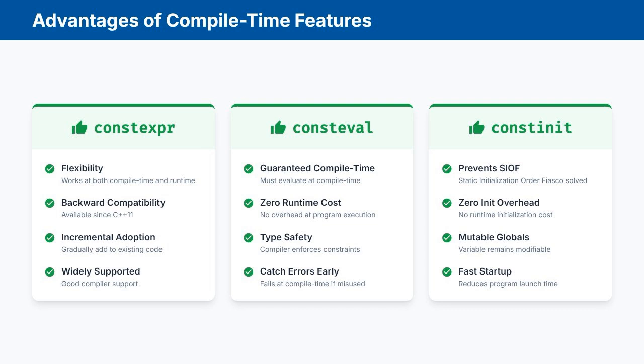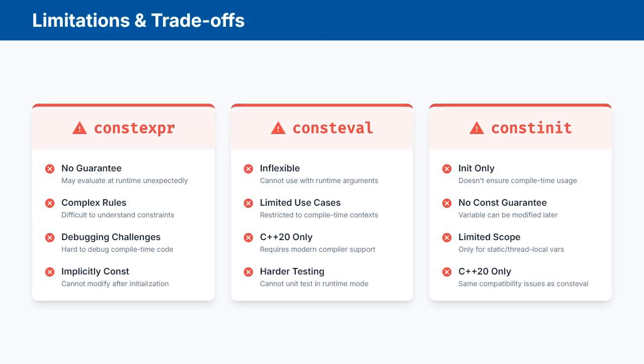Constinit solves the static initialization order problem. It guarantees variables are initialized early in program startup. This provides zero initialization overhead, and it allows for mutable global variables, which is useful for state that needs modification during execution. However, each feature has trade-offs.